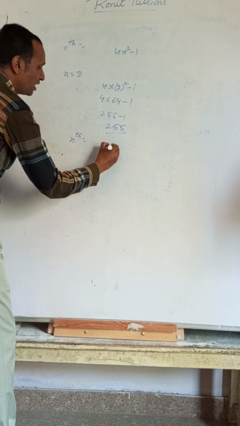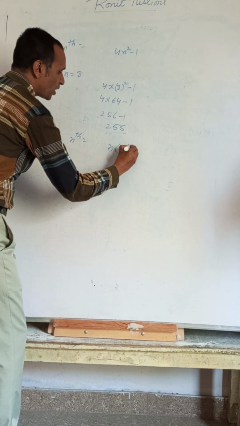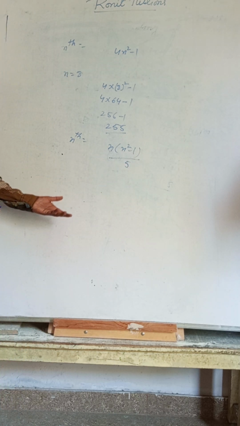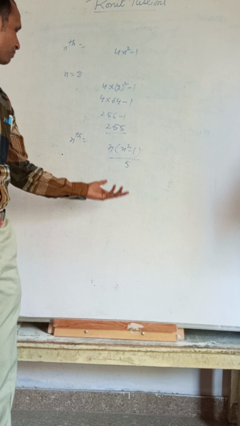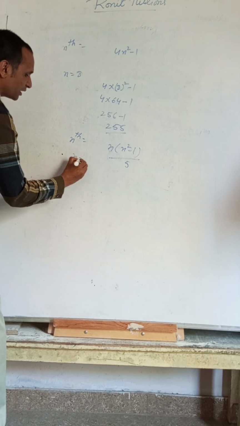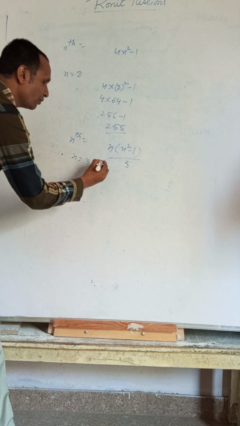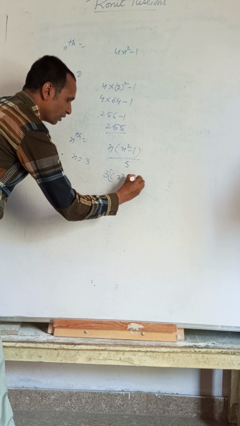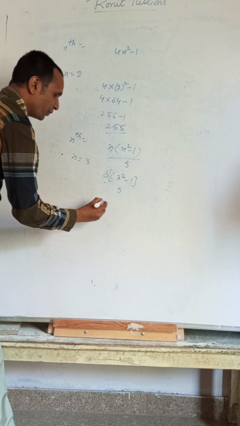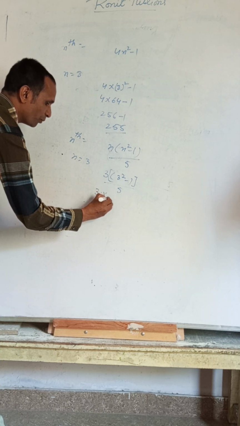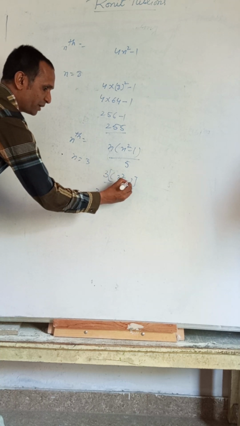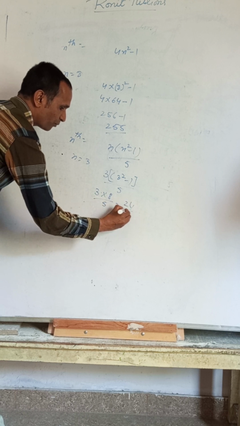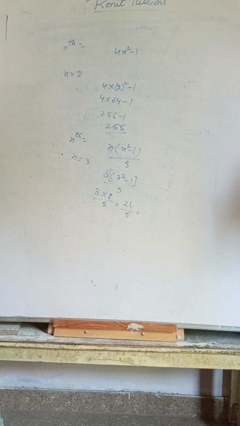Suppose the nth term is defined by n into n squared minus 1, divided by 5, or any other number. Suppose we want to find the third term. Then we have 3 into 3 squared minus 1, by 5. 3 squared is 9, 9 minus 1 is 8, so we get 3 times 8 by 5, which is 24 by 5.